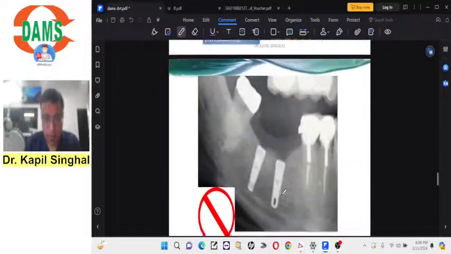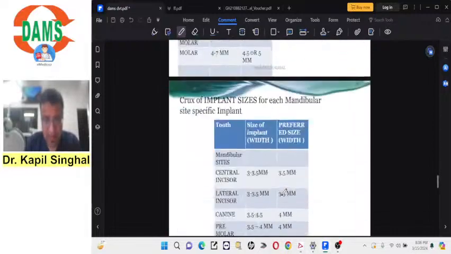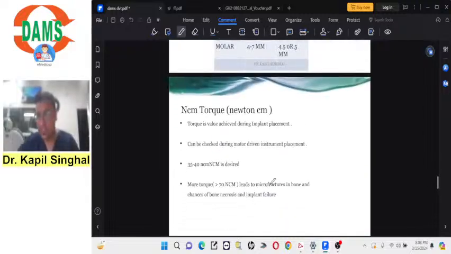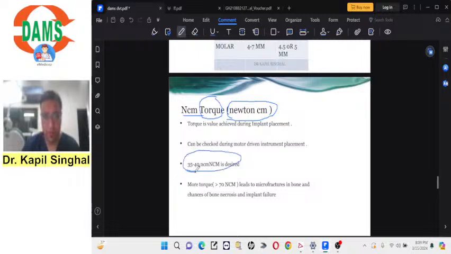Okay, let's now move to the drilling protocols. I'm just skipping the part that is not important for you right now. Okay, now see, the stability of the implant is checked in torque. Once you place the implant in the bone, the stability of the implant is checked in torque. The unit of torque is Newton centimeter, Ncm. So if they ask you the good stability or the ideal stability of your implant, the answer is 35 to 40 Newton centimeter.